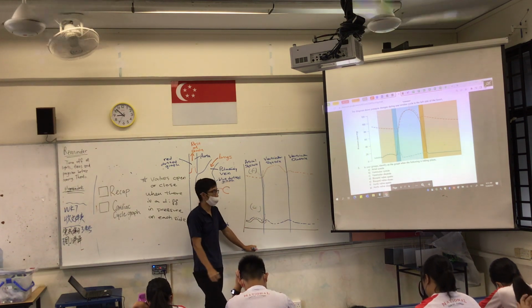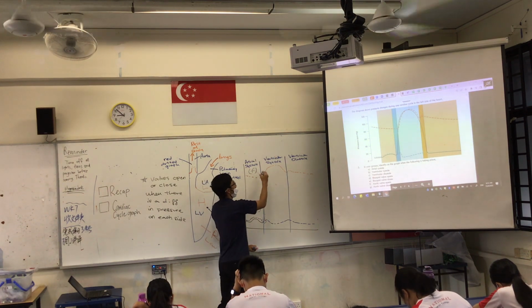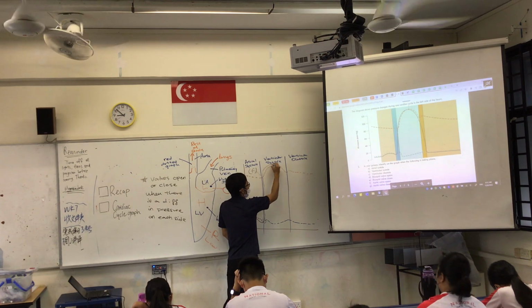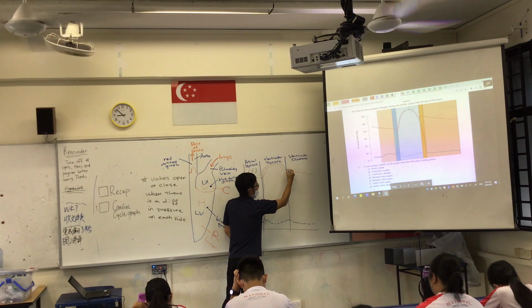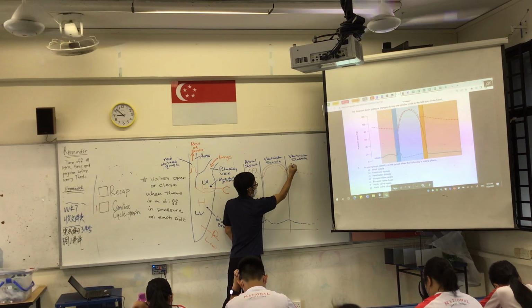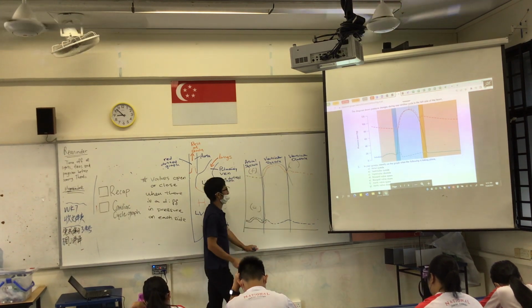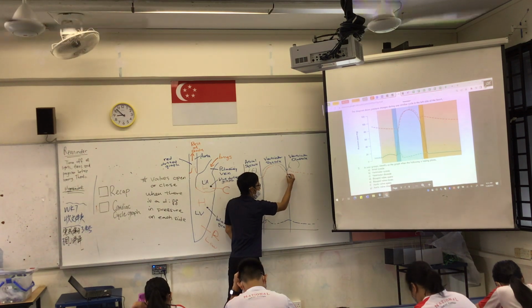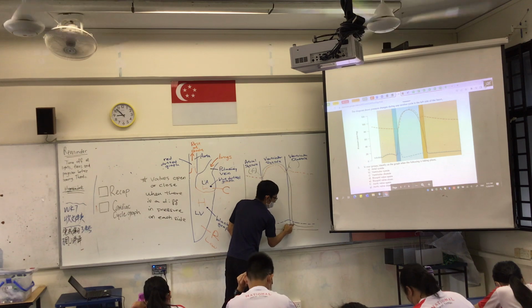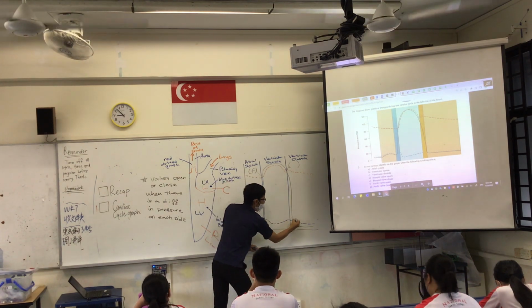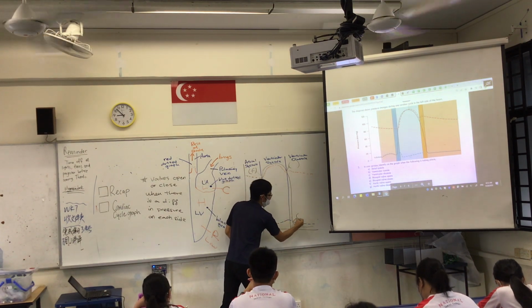Okay, can you try the remaining half? When the pressure in the ventricle becomes lower than the pressure in the aortic valve, what will happen? When the pressure in the ventricle becomes lower than the pressure in the atrium, what valve will open or close?